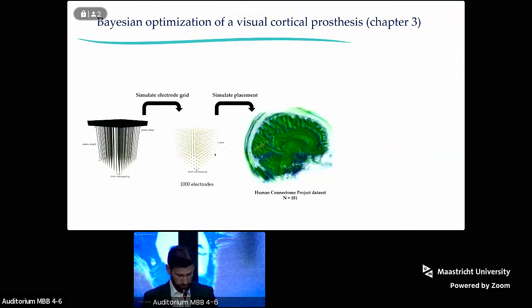So we did an experiment in a large number of samples. We take the samples from a large data set. And in 181 brains, we do this virtual implantation.